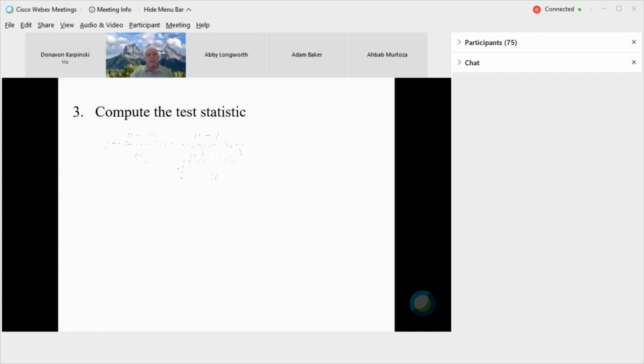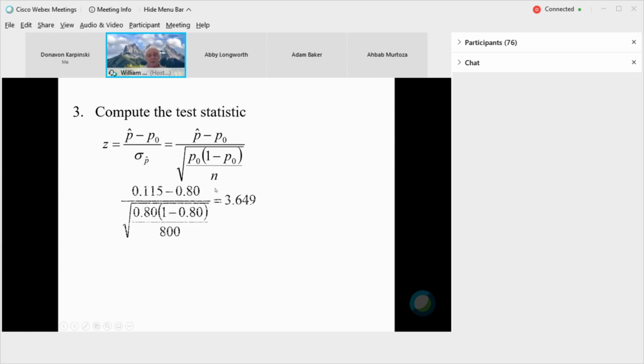You compute the value of the test statistic. This adjusts P hat as though it was coming from a distribution centered at P naught with standard deviation square root of P naught (1 minus P naught) over N. It turns out to be 3.649.